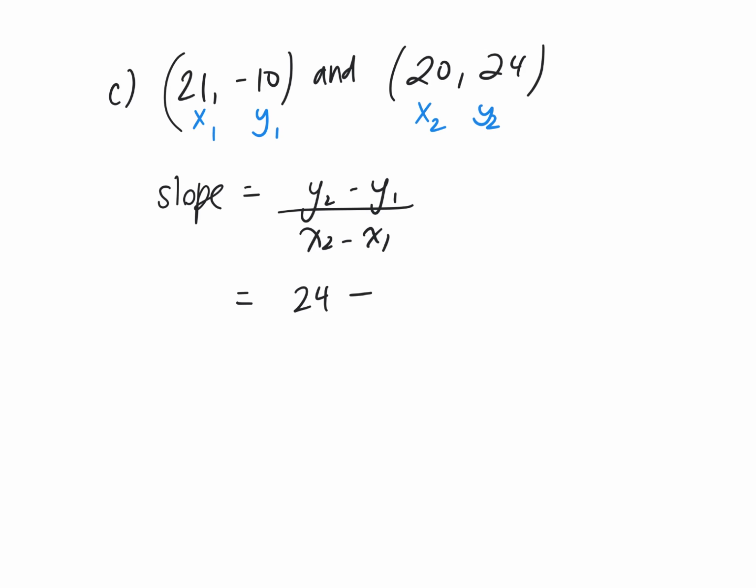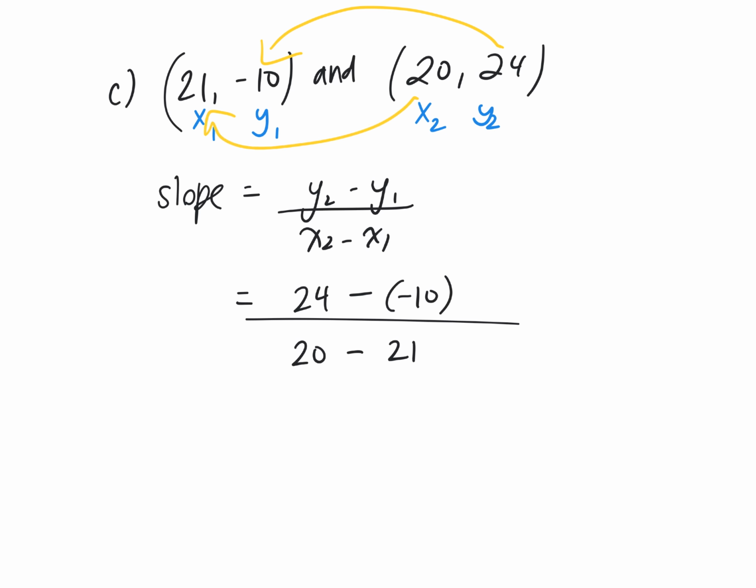Good. So we're going to do 24 take away negative 10 over 20 take away 21. I cannot write 21 take away 20. It will be wrong because I'm starting here to here to here. Does that make sense? Okay, what's 24 take away negative 10? 24 take away negative ends up being plus. Over 20 take away 21. Simplify that. Positive divided by negative is negative. Raise your hand if you got slope equals negative 34.